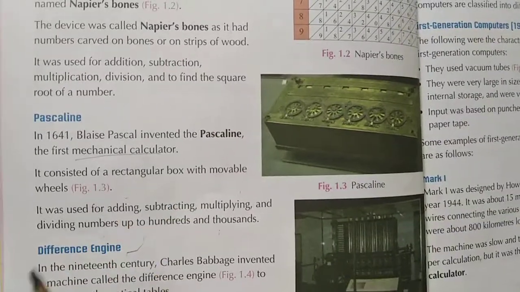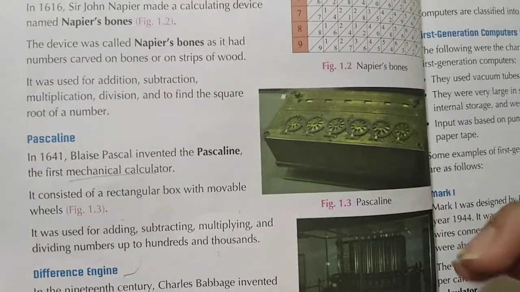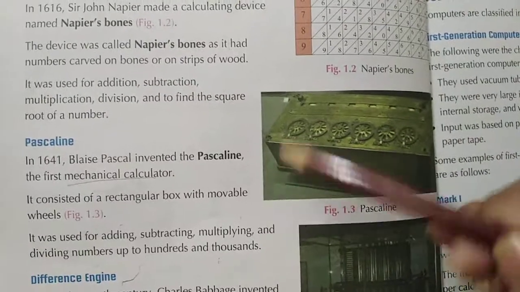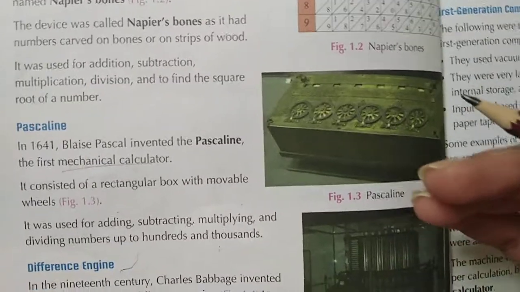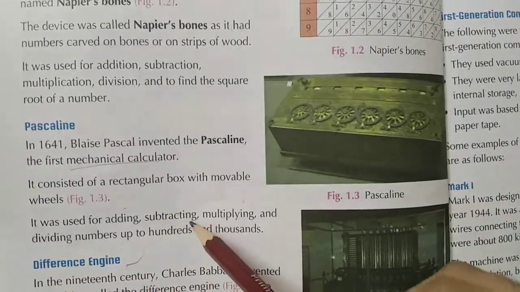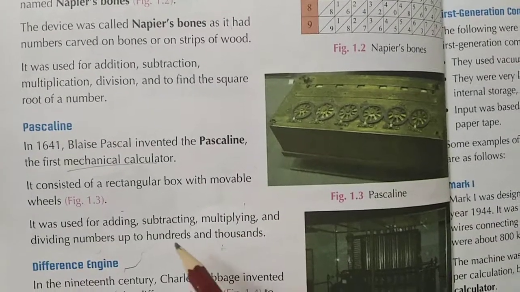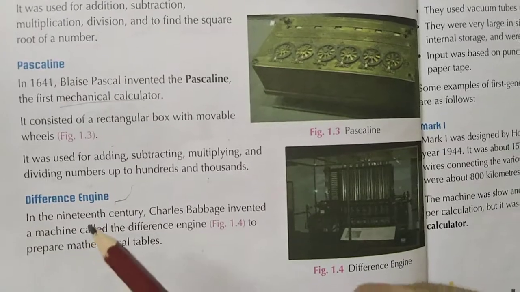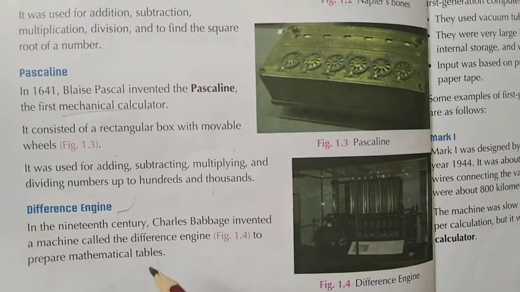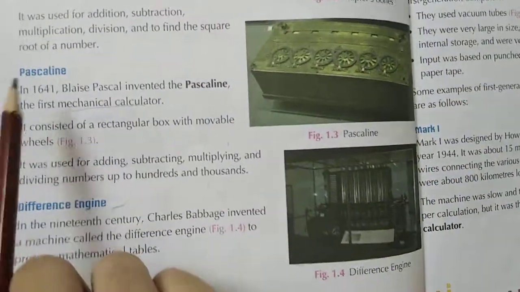Then comes the Pascaline. The Pascaline is the first mechanical calculator. Mechanical calculator means that it uses a machine to perform the calculations. It has the same functions as Napier bones, but it can calculate numbers up to hundreds and thousands. Then comes the difference engine. The difference engine is used to prepare mathematical tables. It is a more advanced form of all these calculating devices.